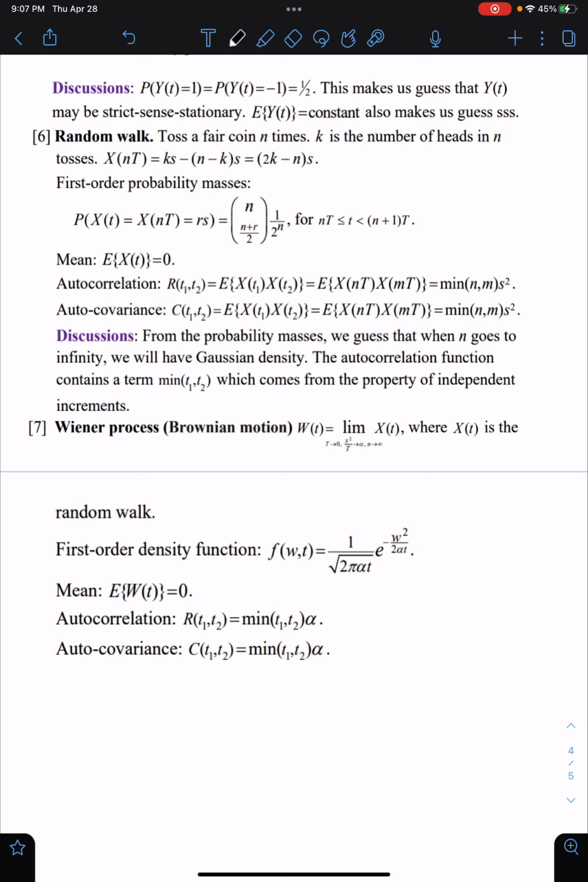We are going to talk about this a little more. First, from the probability mass function, we guess that when n goes to infinity, we will have a Gaussian density, and the autocorrelation function contains a term of minimum of T1, T2, which comes from the property of independent increments.